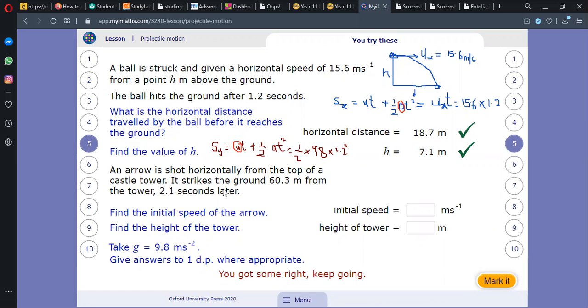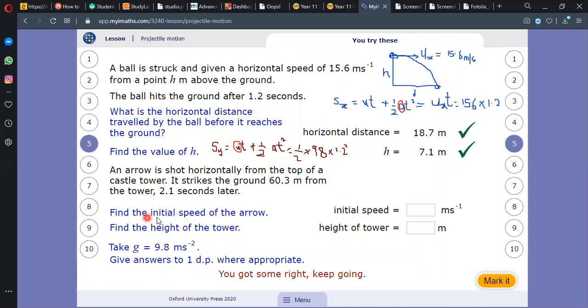So guys, let's move on to the next question. Next example very quickly, based on what we've learned so far. The next one is saying that an arrow is shot horizontally from the top of a castle tower. It strikes the ground 60.3 meters from the tower, 2.1 seconds later. Guys, what can you see here? For me, I can see that we were given distance, and we were also given time.